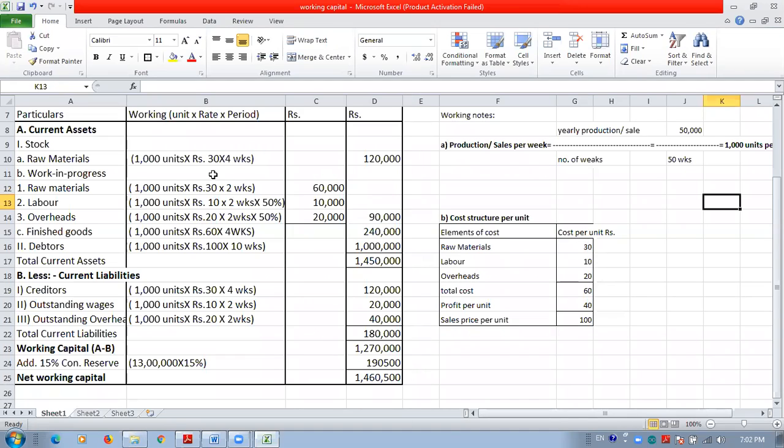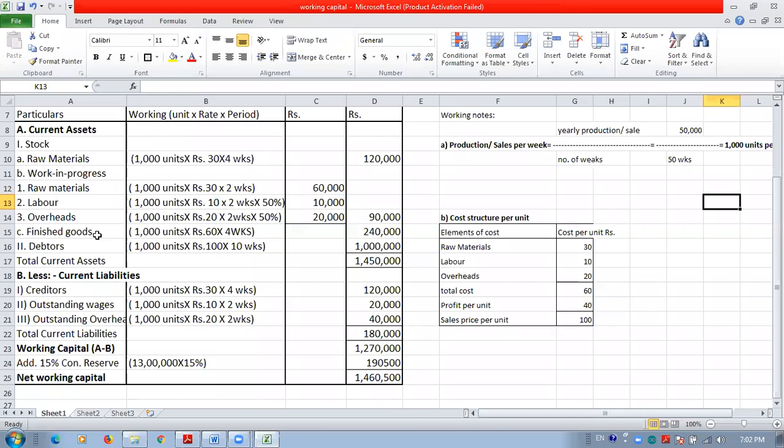So we write here the rate. And in case of labor, we have considered 10 as the rate. See here. In case of overheads, we have considered the rate 20. It is also given here, 20. So all the time we have to consider these rates. These are the elements of cost.